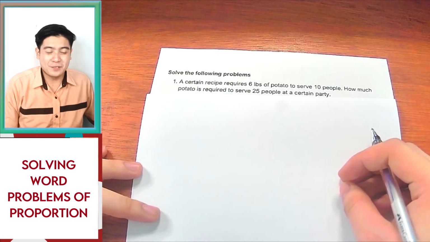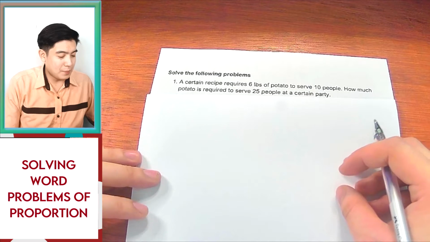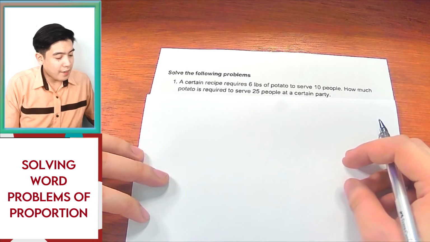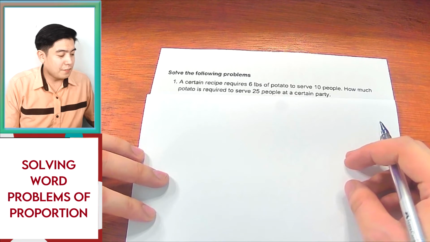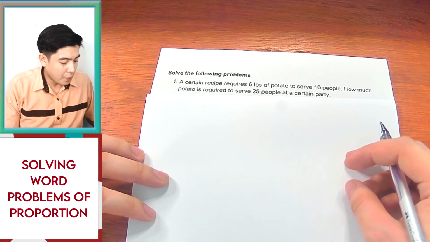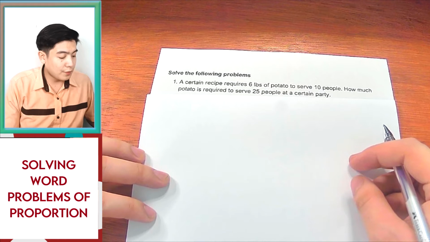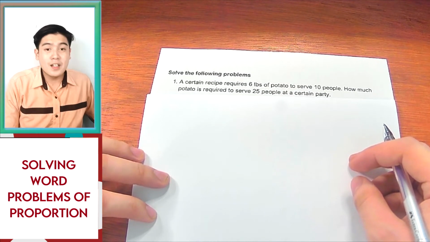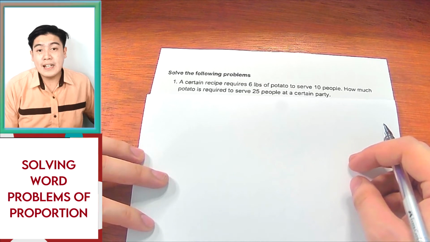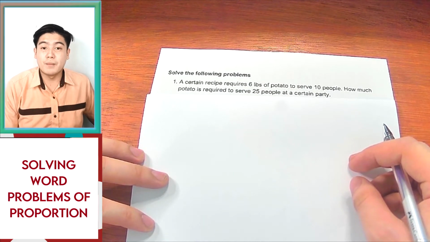So let's start. The number one problem here is: a certain recipe requires 6 pounds of potato to serve 10 people. How much potato is required to serve 25 people at a certain party? This type of problem is a direct proportion problem.